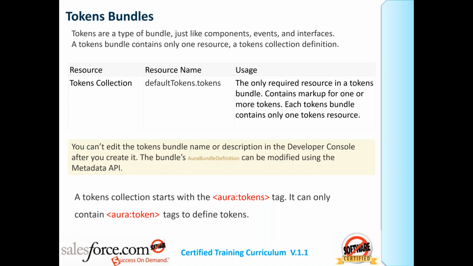Next, third one. A tokens collection has aura token to define design values. A tokens collection has aura token to define design collections or design value collections.